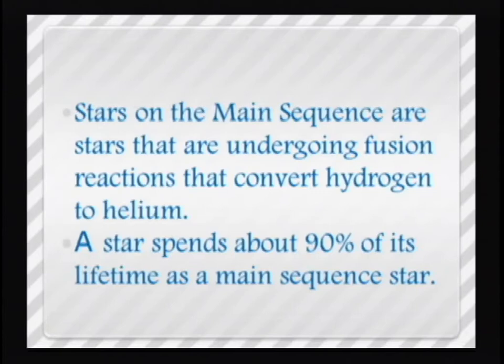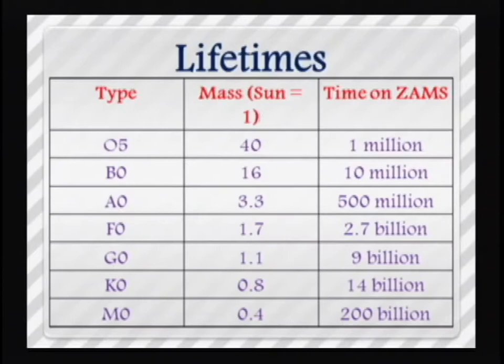So, as I said, those stars on the main sequence are undergoing that thermonuclear reaction. They are converting hydrogen into helium. And I've also said the star is going to spend 90% of its lifetime on the main sequence line. So what does that mean, and what times are we really talking about?